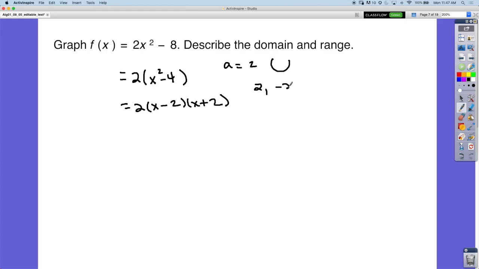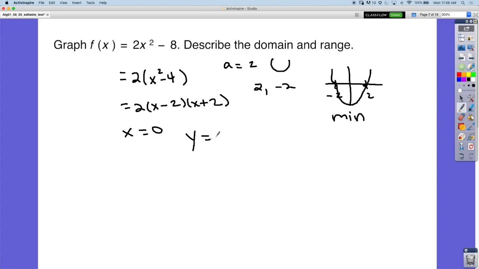2 and negative 2. So right away, I know that at 2 and negative 2, it's facing up. Well, just by knowing this, I already know my axis of symmetry. What's my axis of symmetry? 0. I already know that x is 0. So how do I find, is this a maximum or minimum? Minimum. How do I find my lowest point?